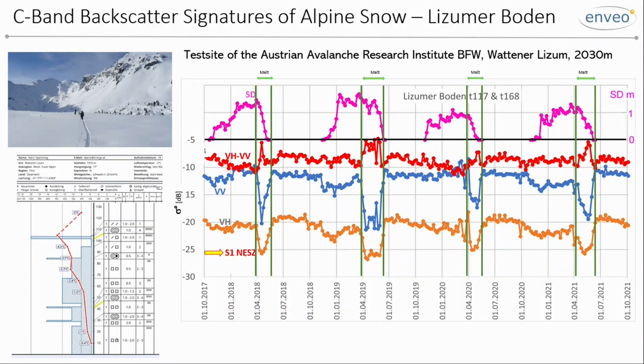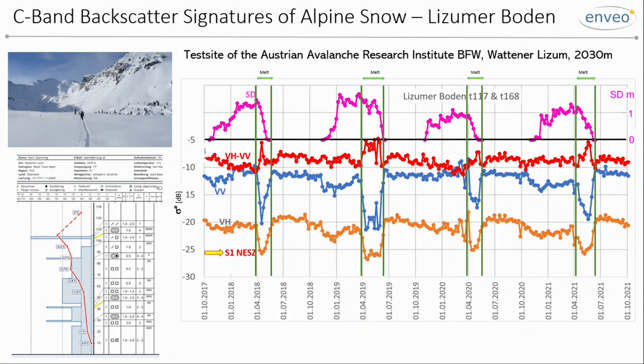Let's go to Sentinel-1. That's also interesting. Can we use Sentinel-1 to look for snow parameters? Here I'm focusing on the backscatter part. What I show here is one location in Wattener Lizum. This is a research test area of the Austrian Avalanche Research Service, and they do their regular in situ measurements of snow pits, snow information, and ground information. They have an automatic weather station there, which is very good because of this very dense time series of observations to see what is possible.